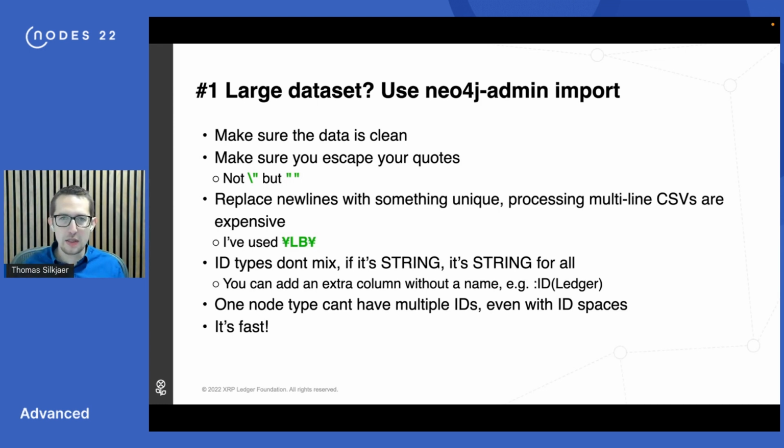It is much easier to write Cypher queries and pass data as parameters, but it is a time hog. So if you start from a clean sheet with a new database, you can use the Neo4j admin import feature. Make sure that the data is clean. It is easier to fix it in the transform phase than later, and you don't want any duplicates in your data. Make sure you escape your quotes. Don't use backslashes, use double quotes.